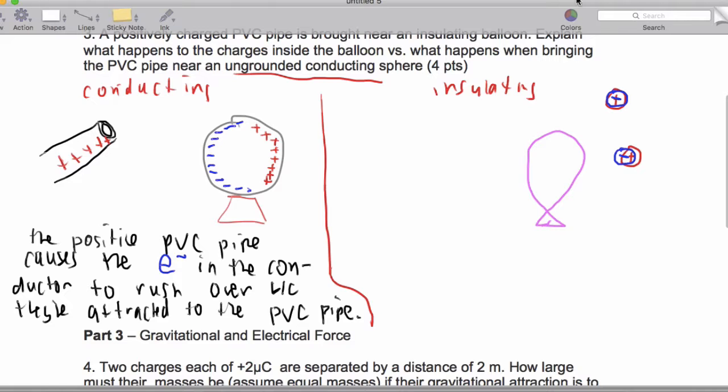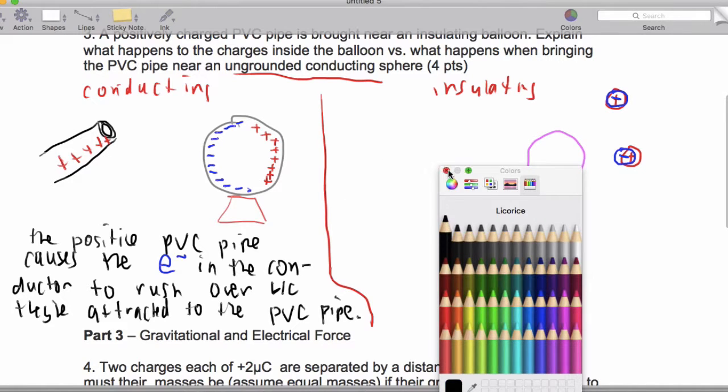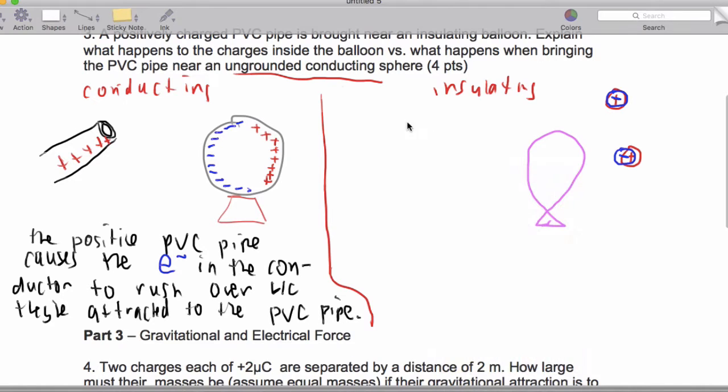So what's happening in the balloon is, whoa, that was weird. Made that weird noise. What happens in the balloon, I'm just going to recopy this here, PVC pipe. There we go. Wow. The wonders of 10-year-old technology.